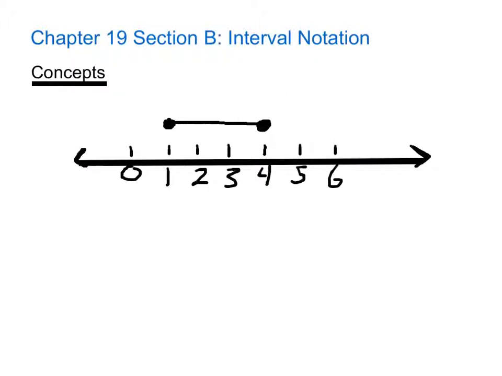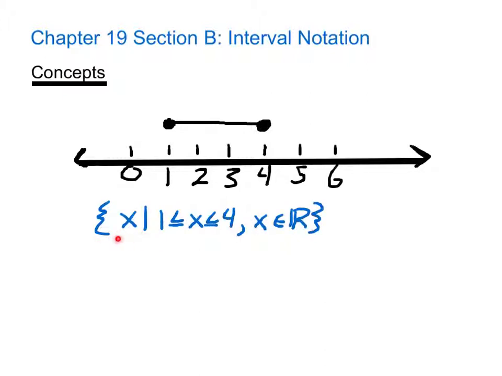From this number line, we can see that we're talking about all numbers x, such that x is between positive 1 and 4, including 1 and 4. And to be extra thorough, we can write that x is a member of the real number set.